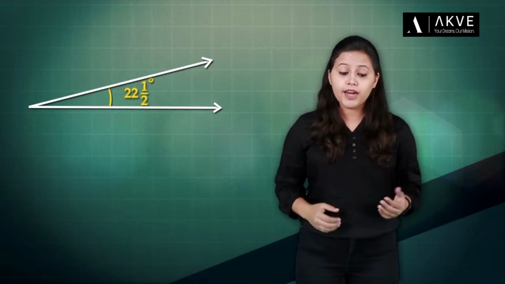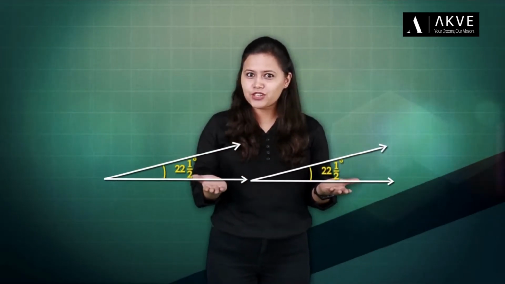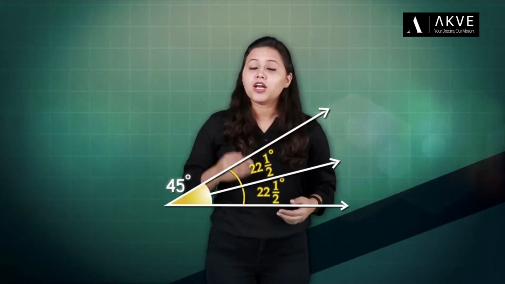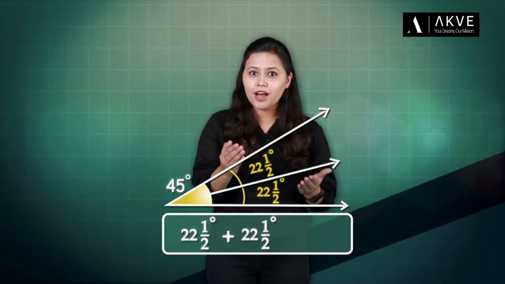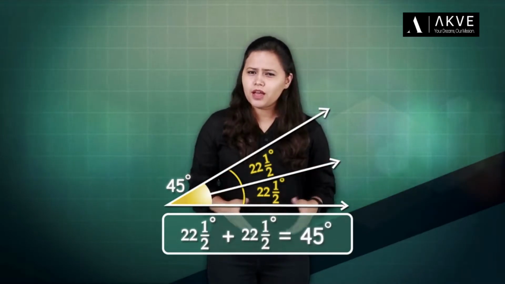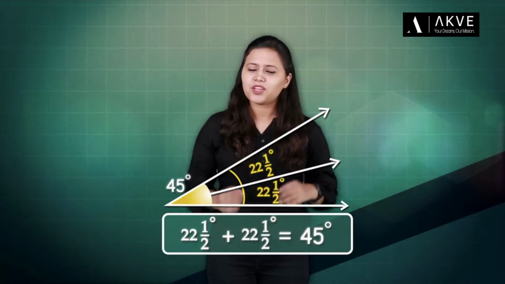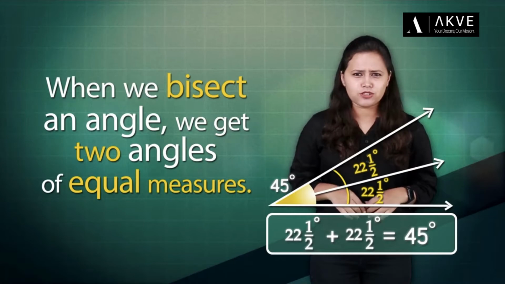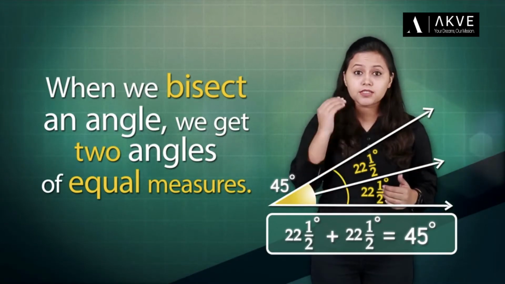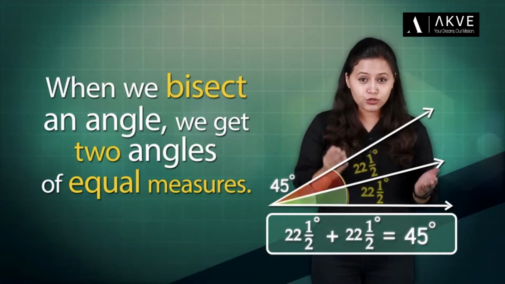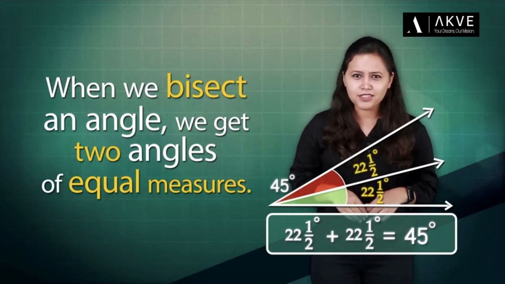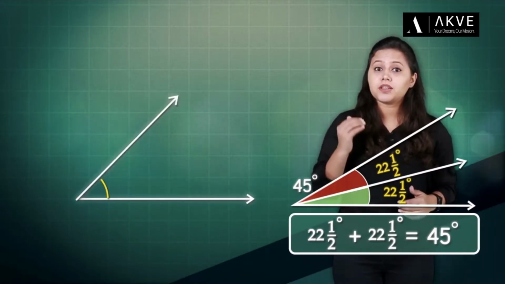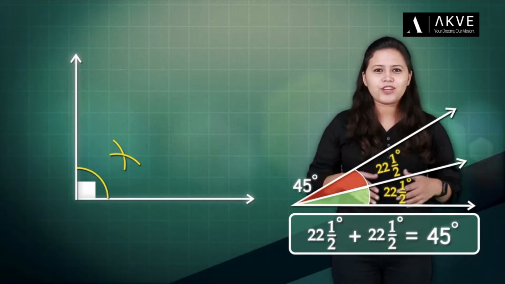Is there a proper way of doing that? What if we had another angle of the same measure kept together? We get a 45 degree angle because 22.5 degrees plus 22.5 degrees is 45 degrees. But how is that useful here? Well, when we bisect an angle, we get two angles of equal measures, right? So, if we bisect a 45 degree angle, we should get two 22.5 degree angles, right? Absolutely. And we already know that we get a 45 degree angle on bisecting an angle of 90 degrees.